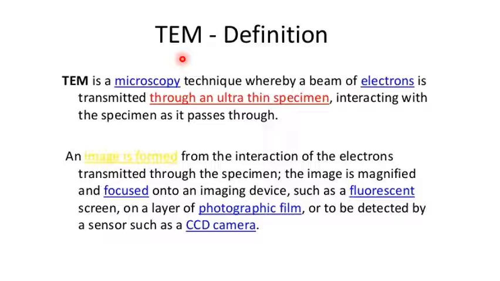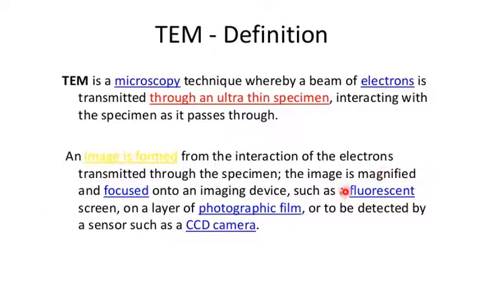Transmission electron microscope definition. Transmission electron microscopy is a microscopy technique where a beam of electrons is transmitted through an ultra-thin specimen. The specimen used is in very thin form. So the electrons will be transmitted through this thin specimen, interacting with the specimen as they pass through. An image is formed from the interaction of the electrons transmitted through the specimen.